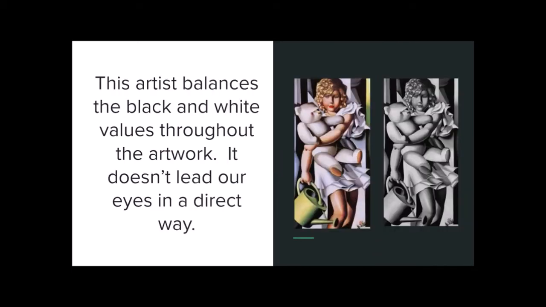Now, in this one, the artist isn't using the values to lead our eyes anywhere in particular. What leads our eyes through the artwork are the angles of the arms and legs of the teddy bear and the girl. But in terms of value, the values are pretty spaced out. There are dark values evenly distributed throughout. There are really bright values evenly distributed throughout. There are middle gray values evenly distributed throughout the artwork.